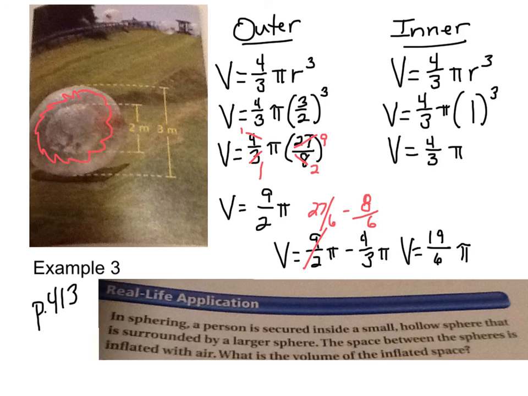Now you're like, wait a minute, that doesn't make sense. You can always take 19 divided by 6 times 3.14, and it will give you approximately 10 cubic meters. And we always need to remember that label.